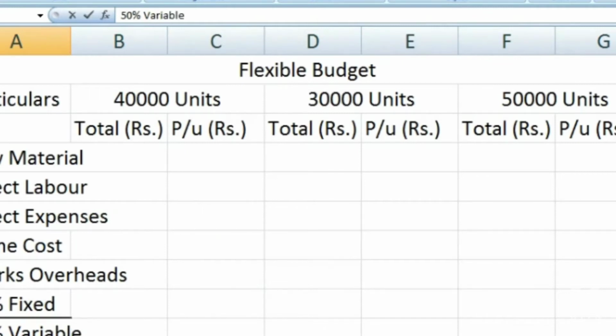Okay, fixed and variable. I would like you to tell me, not mention the 50% here. Fixed and variable. Then the total is known as, when you add the works overhead, it is called work cost. Work cost is also known as factory cost. You know that.